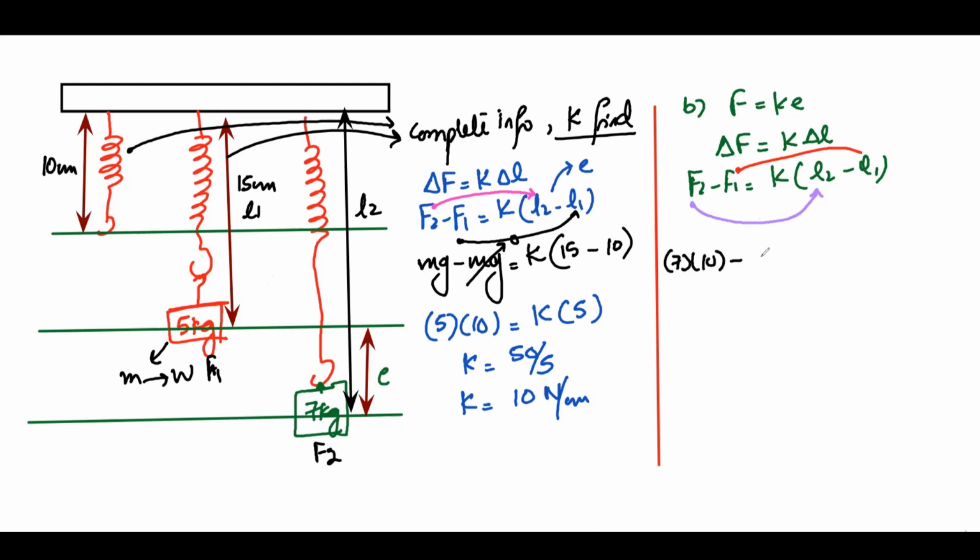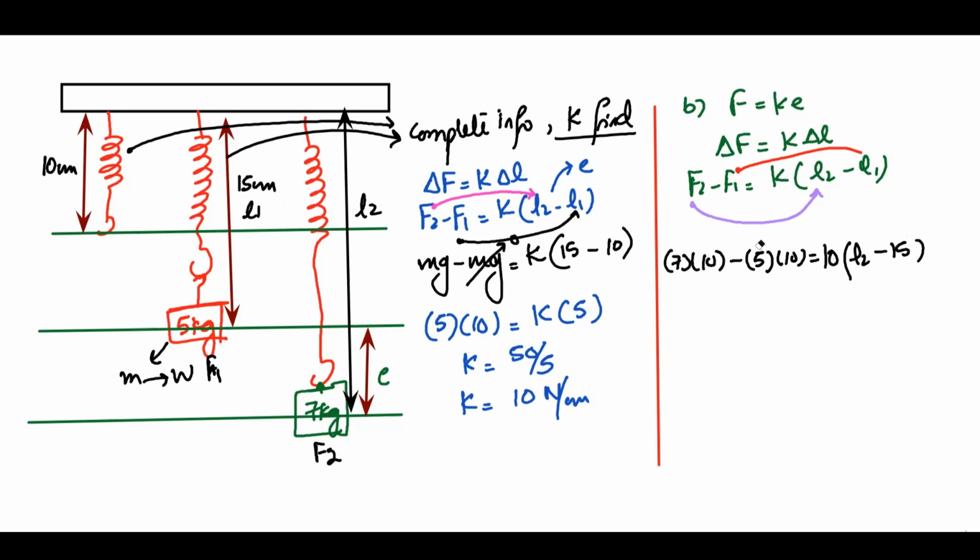7 into 10 minus 5 into 10 equals K, which I know by now is 10. So I will replace that value into L2, which I don't know. So L2 will be a part of the equation as it is. And L1, I'm familiar with, that is 15. Now, before solving the question, can you predict whether L2 will be greater than 15 or less than 15? Is this length going to be greater than 15 or not? Obviously. So why did I ask this question?